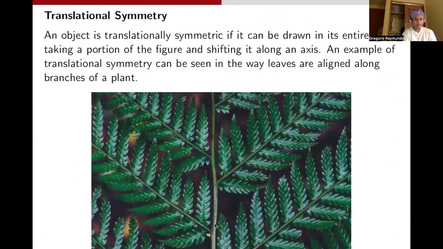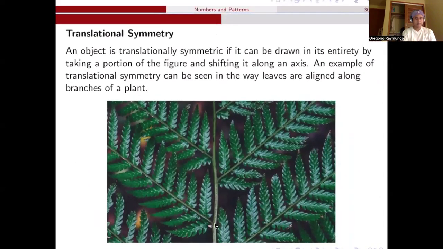And then finally, we have translational symmetry. An object is translationally symmetric if it can be drawn in its entirety by taking a portion of the figure and shifting it along an axis. An example of translational symmetry can be seen in the way leaves are aligned along the branches of a plant. So ito, yeah, you can say na meron din itong mirror line. Pero hindi natin papansin yan. Ito may translation siya. Ito, itatranslate mo papunta dyan.